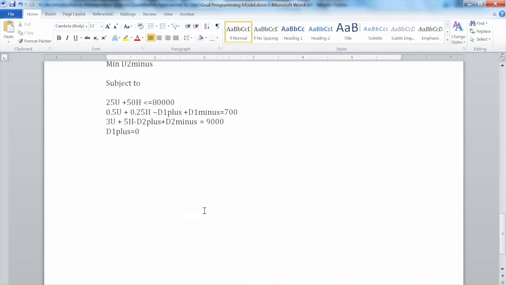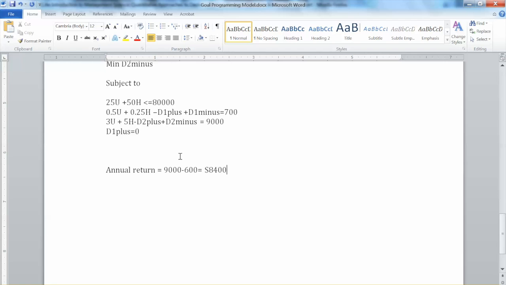Basically, with this problem, we cannot find a solution that meets both goals. If we meet the first priority, which is that the risk index should not exceed 700, we can still get an annual return. Let's put it here. The annual return equals 9,000 minus 600, which is $8,400. Okay, and that is the solution for this goal programming model.